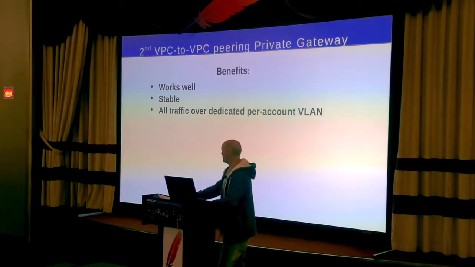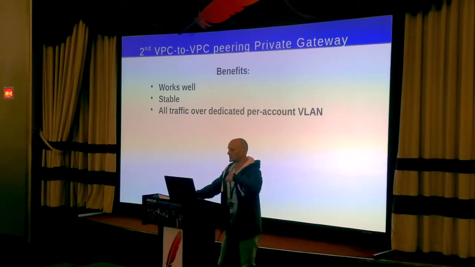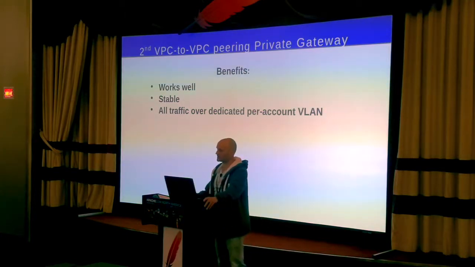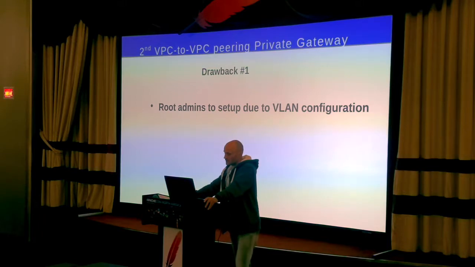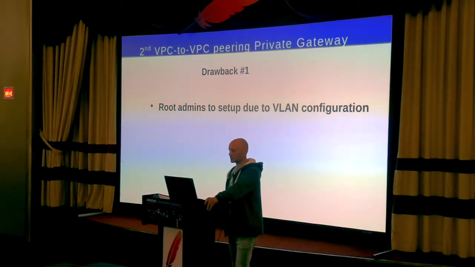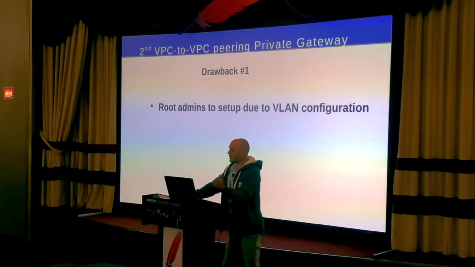It's not affected by the public network. You don't need VPNs, and so it's pretty stable. Also, traffic is routed via the dedicated per-account VLAN. But here are the limitations and shortfalls. The first drawback is that CloudStack does not automatically allocate a VLAN when you create a private gateway. The root admin needs to specify, okay, I want to use this one. So adding a private gateway requires that VLAN configuration.